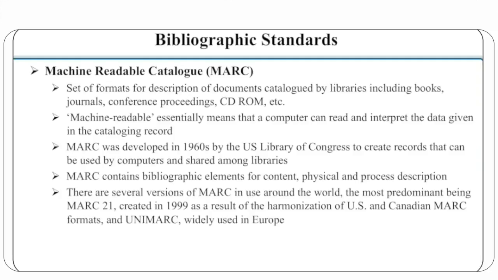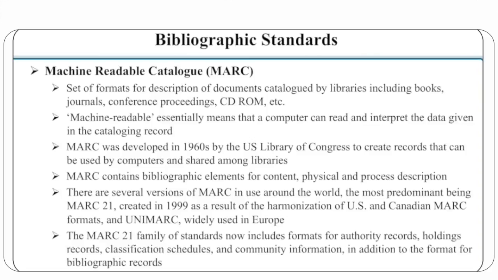There are several versions of MARC in use around the world, the most predominant being MARC 21, created in 1999 as a result of the harmonization of US and Canadian MARC formats, and UniMARC, widely used in Europe. The MARC 21 family of standards now includes formats for authority records, holdings records, classification schedules, and community information, in addition to the format for bibliographic records.